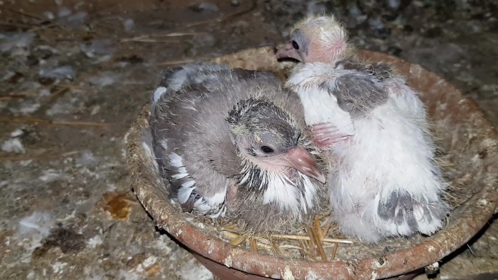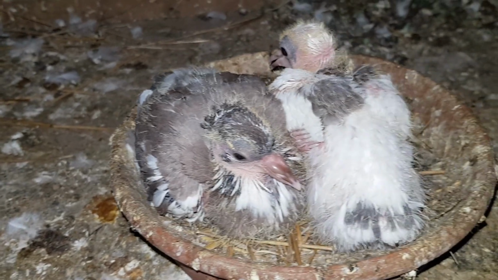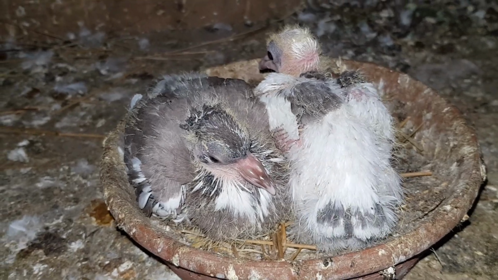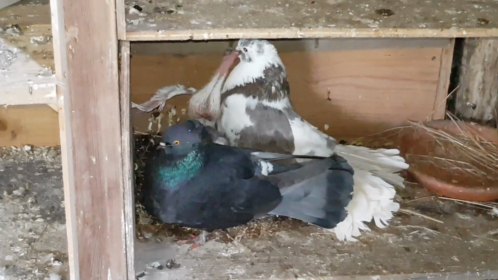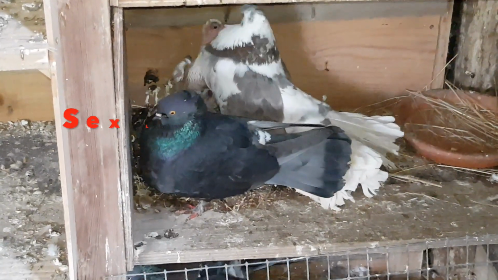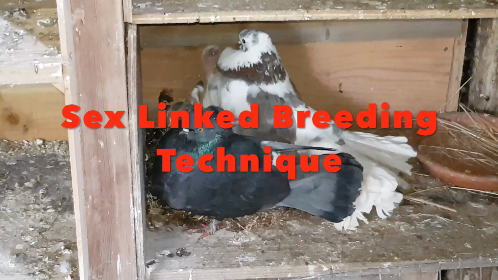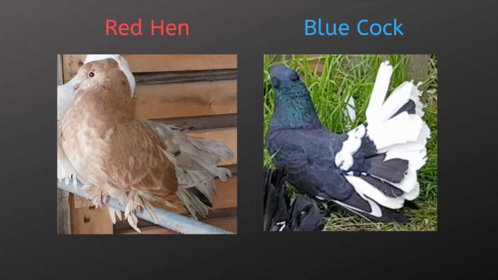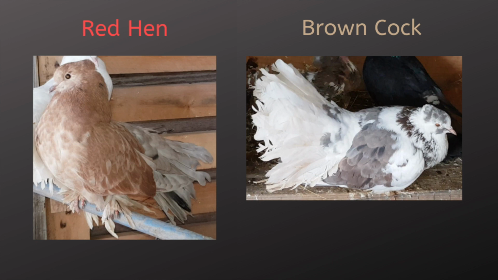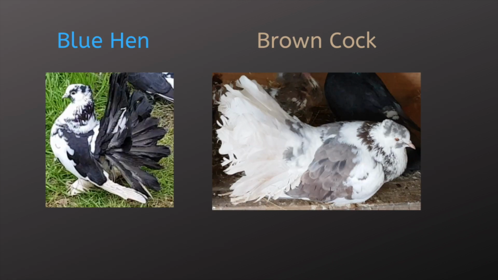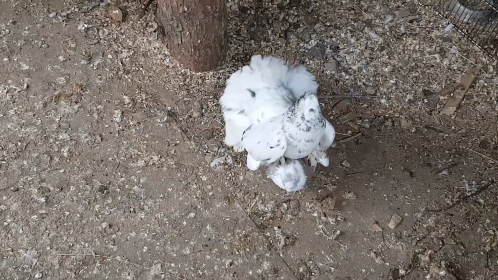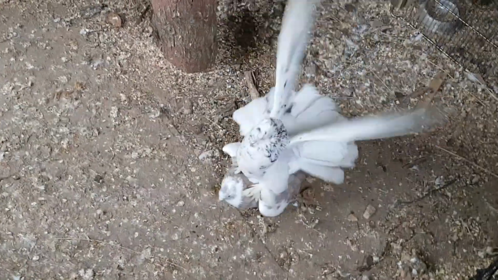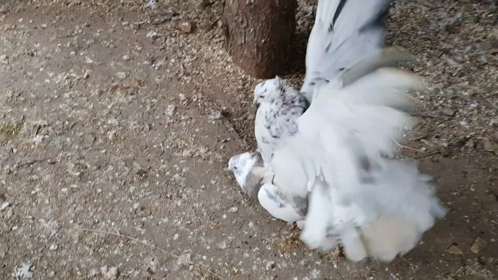There is a technique to know the gender of the chick just by looking at their colour. This only works when the mother hen has a more dominant base colour than the father cock. This is called sex-linked breeding. The possible pairing combinations could be a red hen and a blue cock, a red hen and a brown cock, or a blue hen and a brown cock. The result of this is that the male chick will always show the mum's base colour, and the female chick will always show the dad's base colour.